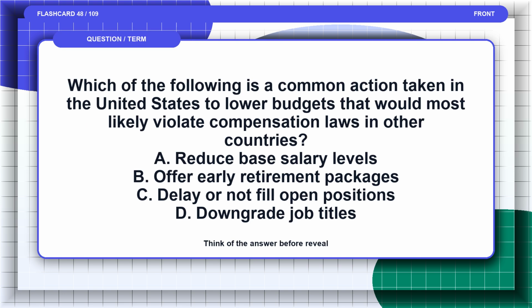Flashcard 48. Which of the following is a common action taken in the United States to lower budgets that would most likely violate compensation laws in other countries? A. Reduce base salary levels. B. Offer early retirement packages. C. Delay or not fill open positions. D. Downgrade job titles. Pause and think of the answer before the reveal.